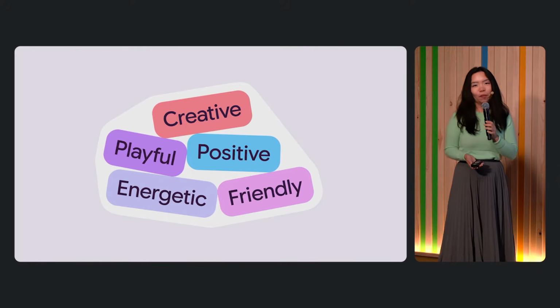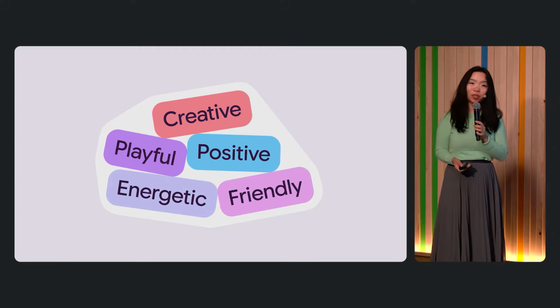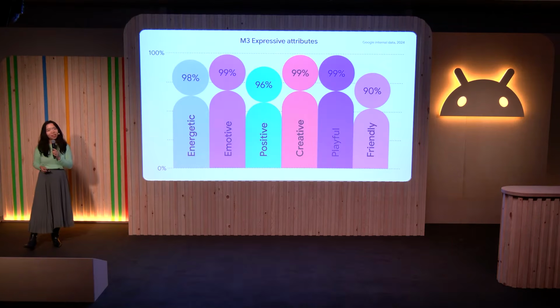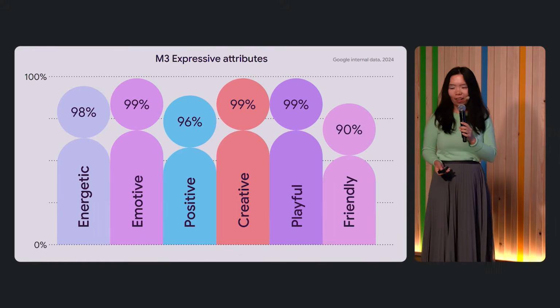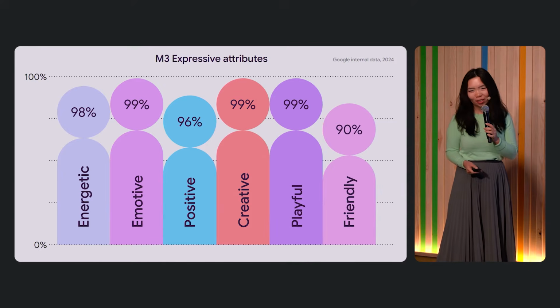Last year, we introduced a set of attributes for understanding user perceptions of interfaces, and many of them were emotional words like creative, playful, positive, energetic, and friendly. Expressive designs, as we found, consistently score higher on these attributes on top of already being useful, helpful, and trusted.